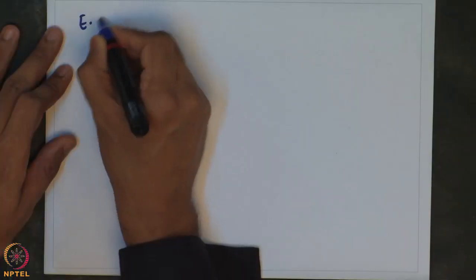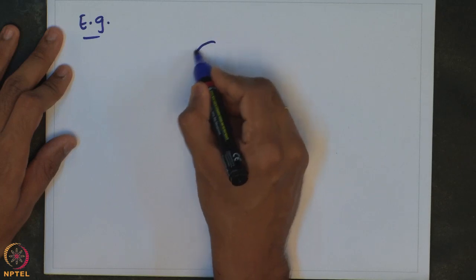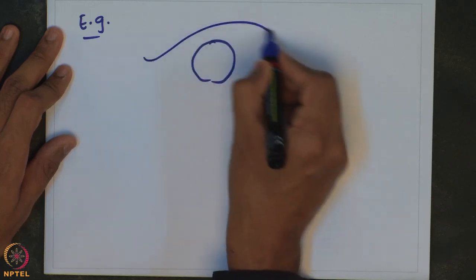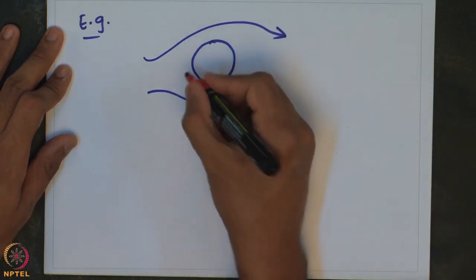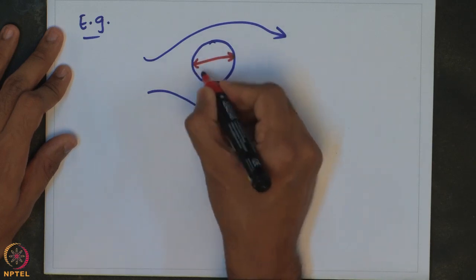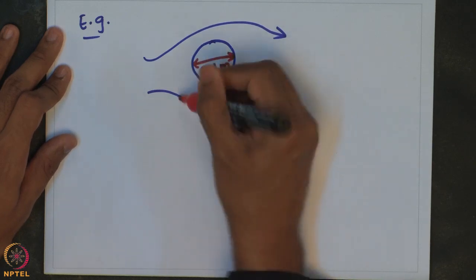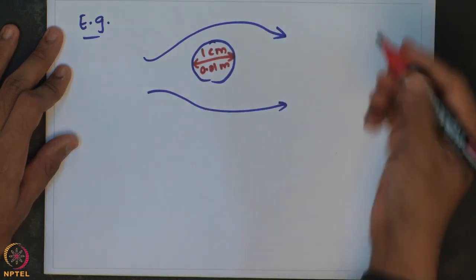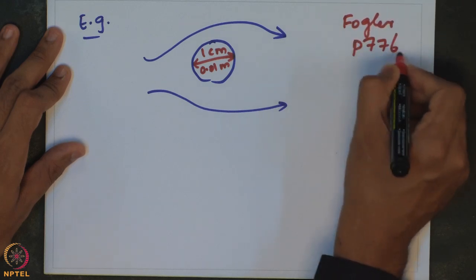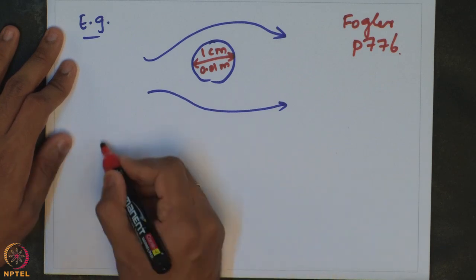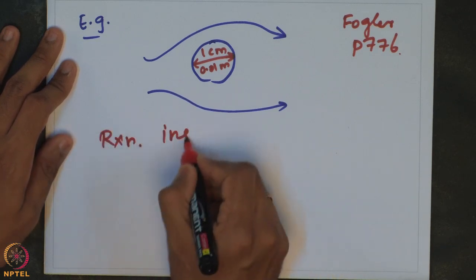Now, let us look at how these numbers look. Let us take a specific example of mass transport without reaction, where a fluid is flowing past a sphere. Let us say that the diameter of the particle is about 0.01 meters, or essentially 1 centimeter, and this problem has been taken from the textbook Fogler, page number 776. Suppose that the reaction is instantaneous.